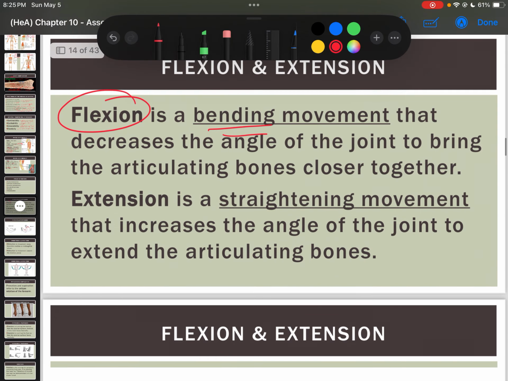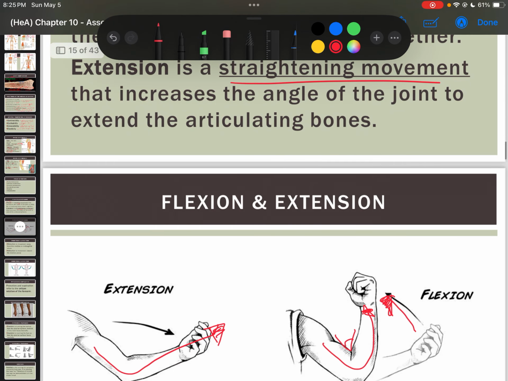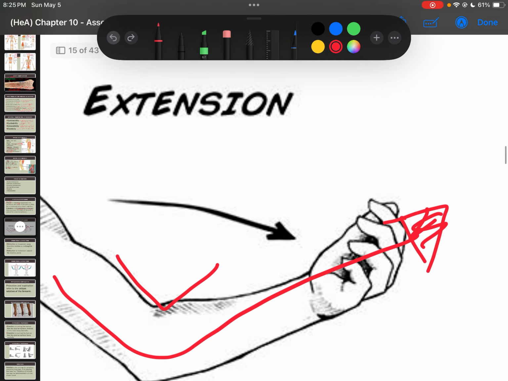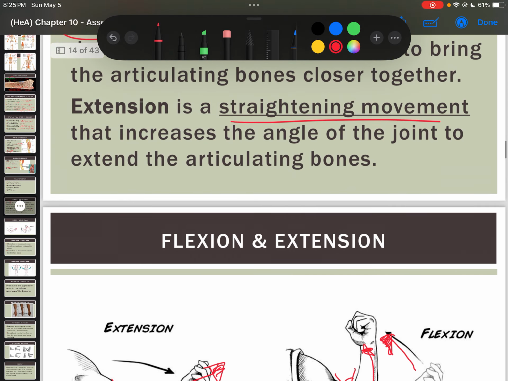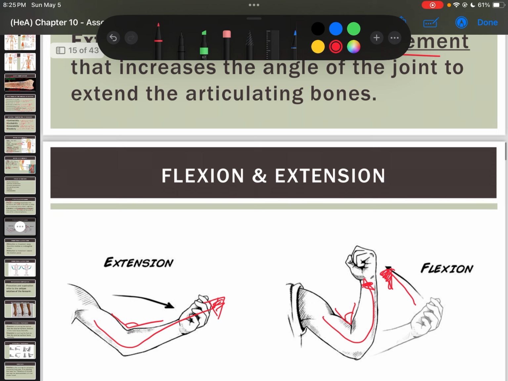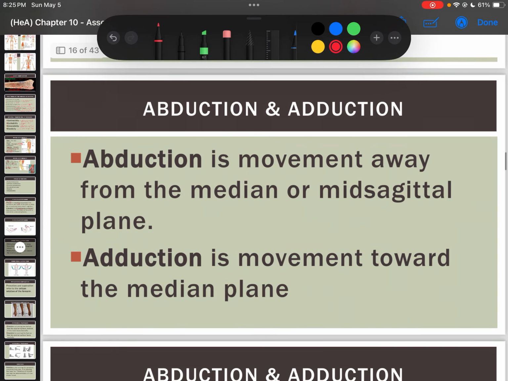Whereas, when we extend or when we straighten that arm, the angle is increased. The size, or the degree of the angle is much larger compared to during flexion. So that is our first range of motion. This is commonly seen in our arms, and also in the legs, okay?